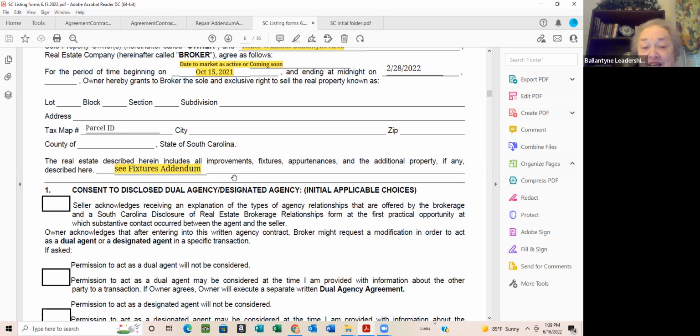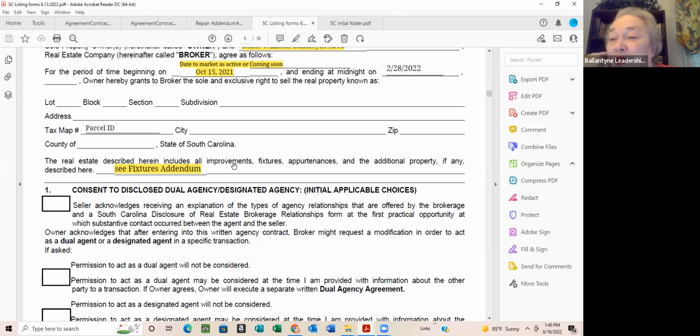Now, this little section right here, I just think this is just amazing. In South Carolina, they have one word for fixtures, and it's fixtures. What definition do you have of fixtures? What is a fixture in South Carolina? Maybe it's anybody's guess sometimes.